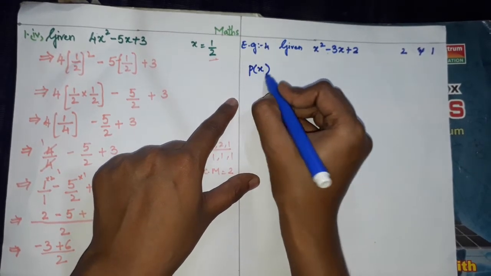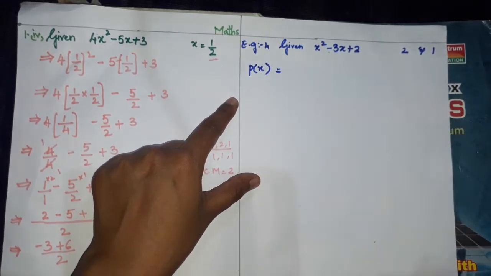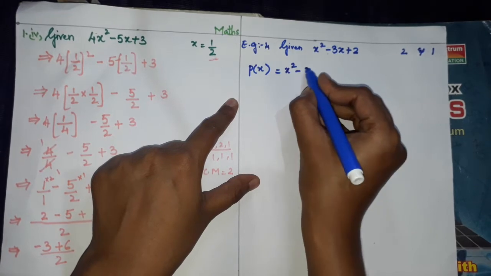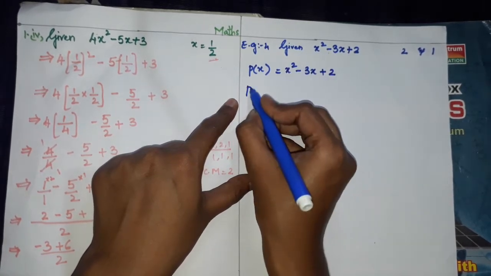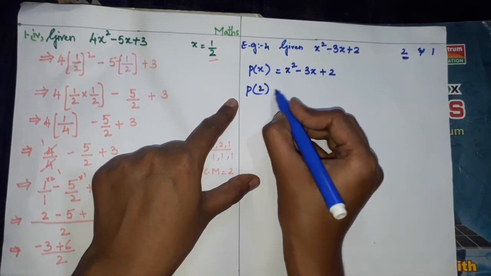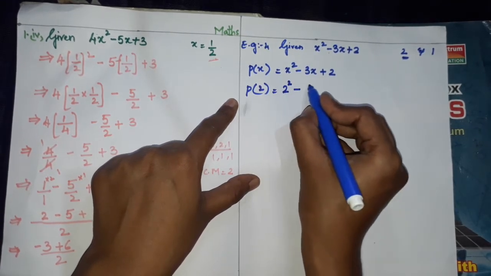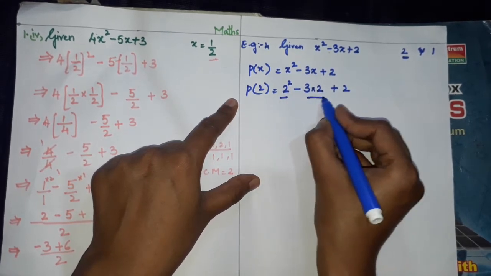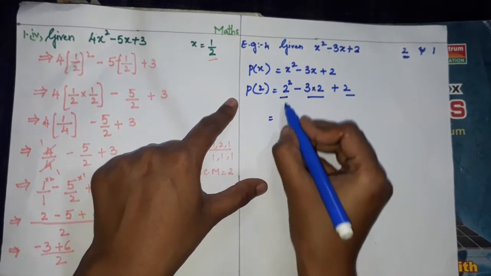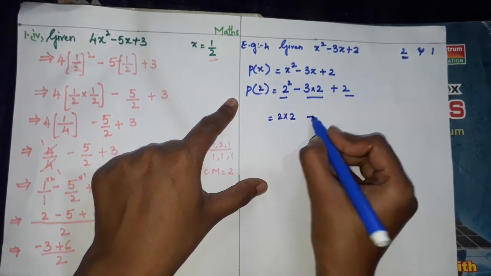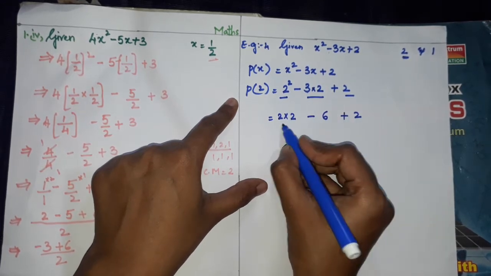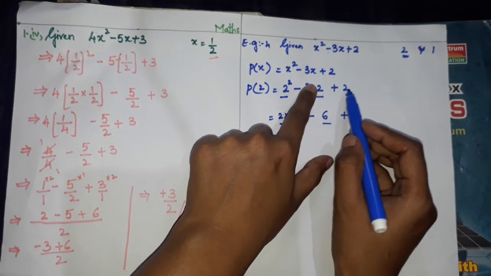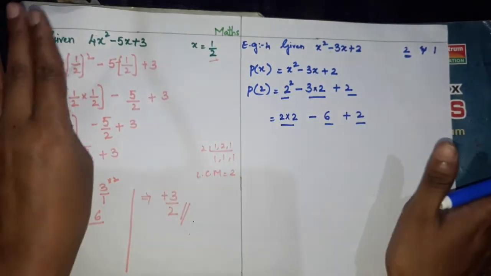I'll write p of x is equals to x square minus 3x plus 2. Now in place of x, what are we going to substitute? 2. So I'll write 2 square minus 3 into 2 plus 2. Here it is a trinomial: 1, 2, 3 terms. Now 2 square is nothing but 2 into 2, minus 3 2s is 6, plus 2. So separately I'll write like this. I'll draw the lines, to understand it. You should not do 2 plus 2 is 4, 4 into 3 is 12. That is wrong, okay children?